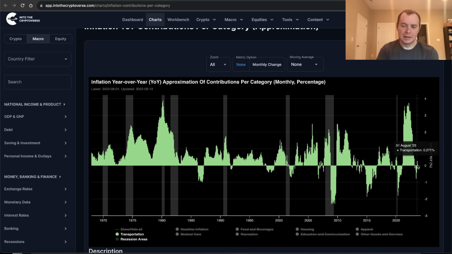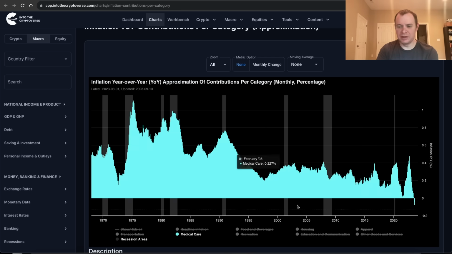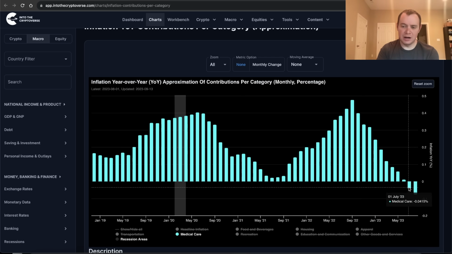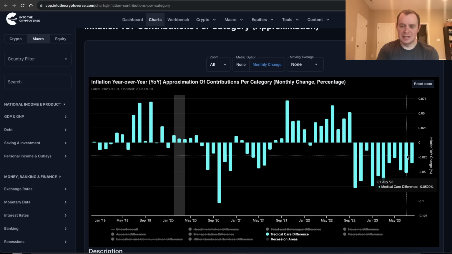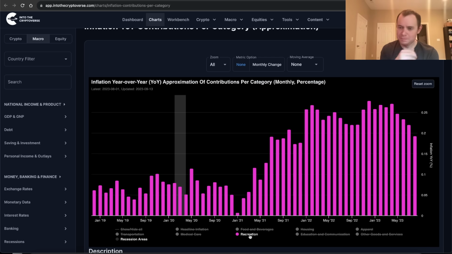But at this point, it at least is good to see the inflation numbers coming down for most of the categories, even if some of them are still slightly elevated. For medical care, it actually continued its deflationary trend last month. You can see that medical care was down negative 0.0415%. Now it's down negative 0.0769%. The monthly change is slightly less than it was last month, but it still is trending in a direction that brings down the overall inflation numbers.